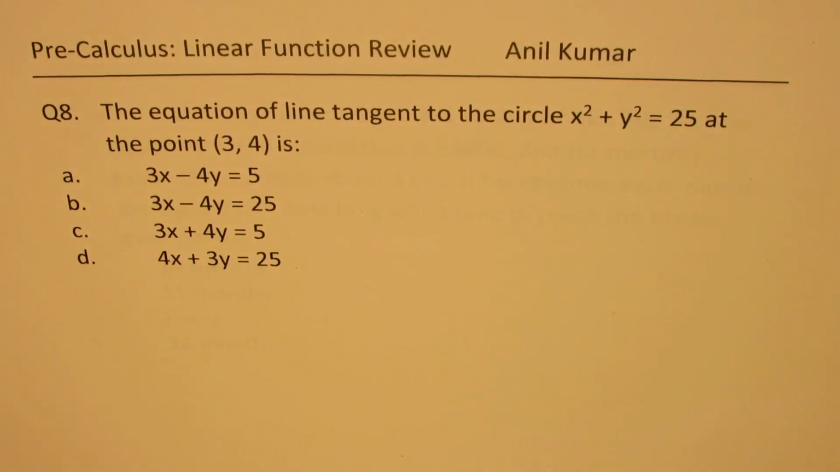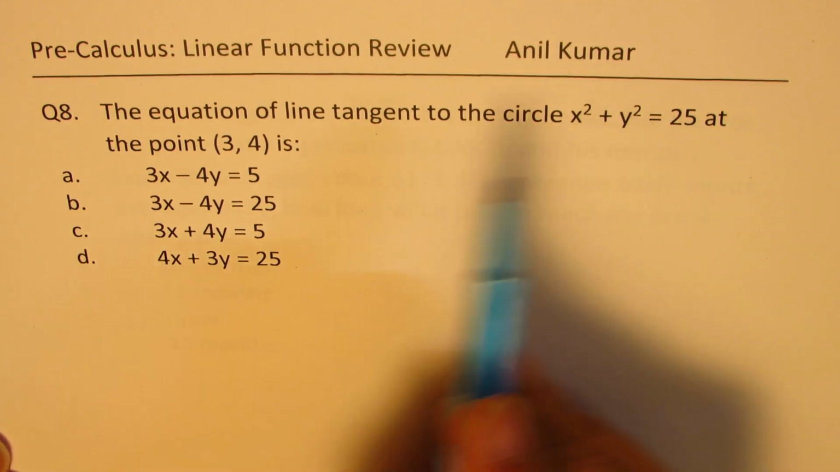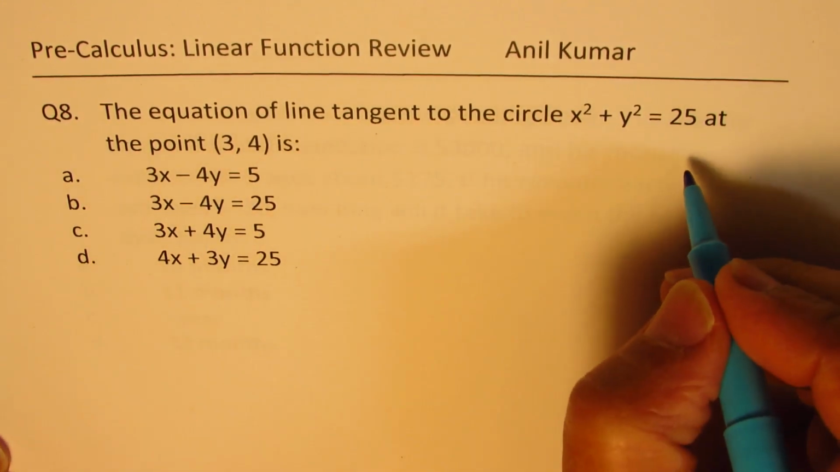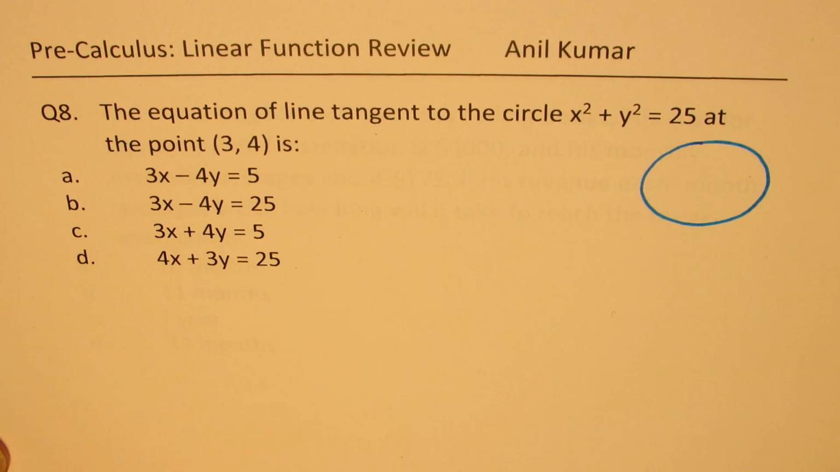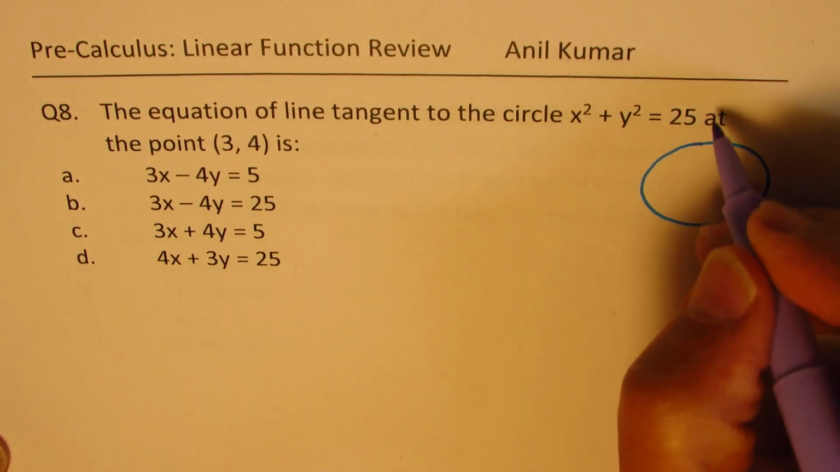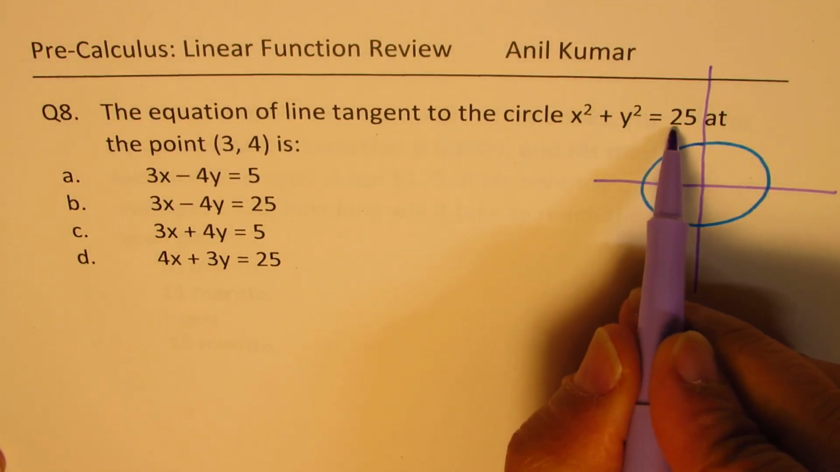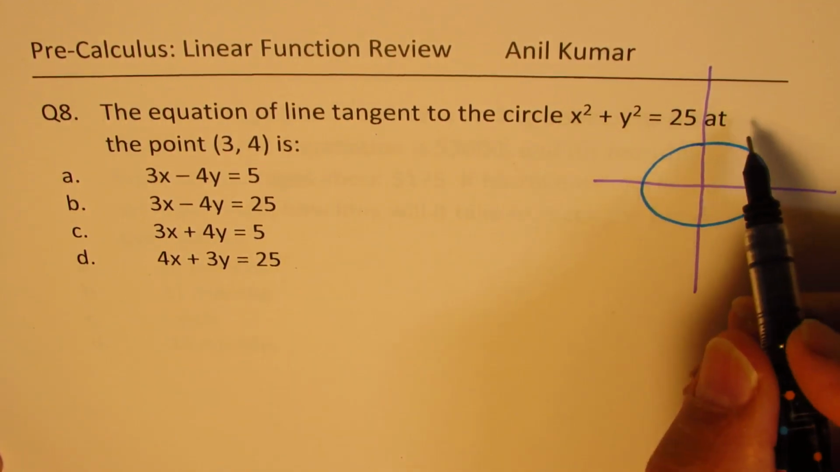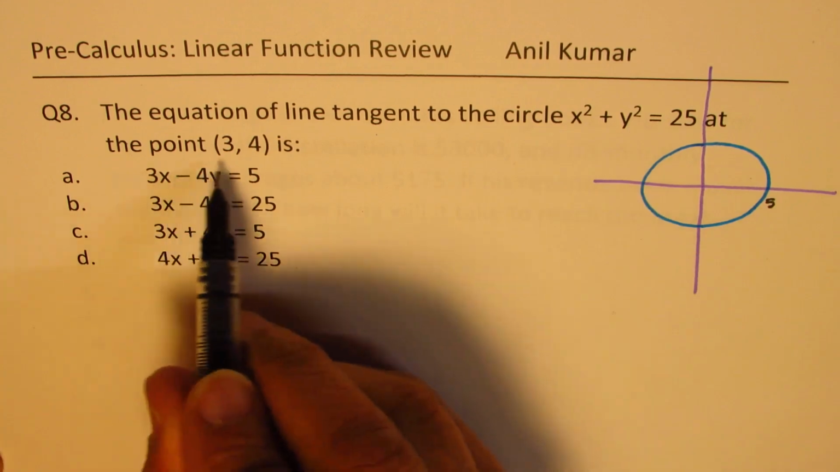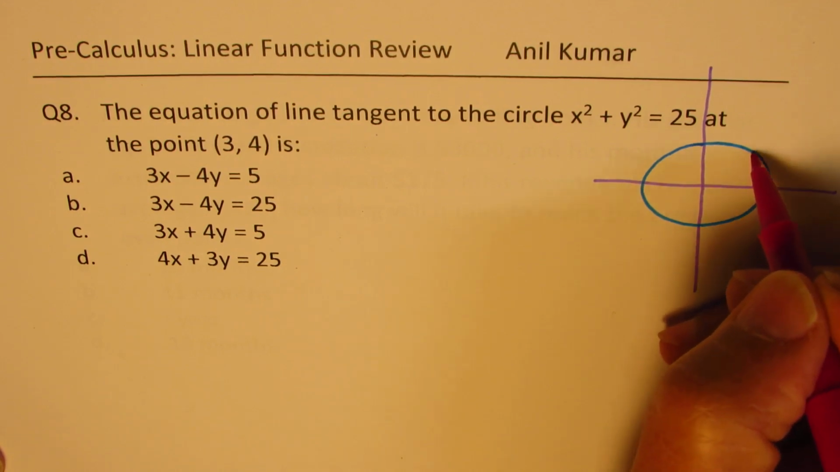Now let's look into the next question, which is: the equation of a tangent to the circle x squared plus y squared equals 25 at the point (3, 4) is what? Now you can actually pause the video, try to answer this question, and then look into my suggestions. So here is a circle, right? This circle x squared plus y squared equals 25 will have a radius of 5, right? Any point on this should satisfy this equation. The point (3, 4) does. So (3, 4) will be somewhere here, right?